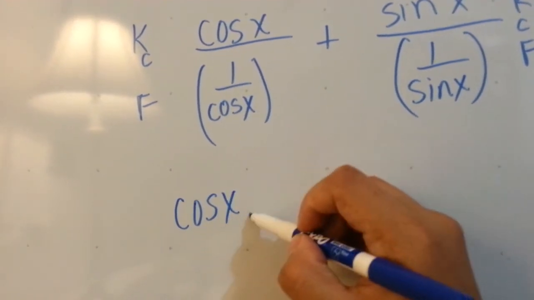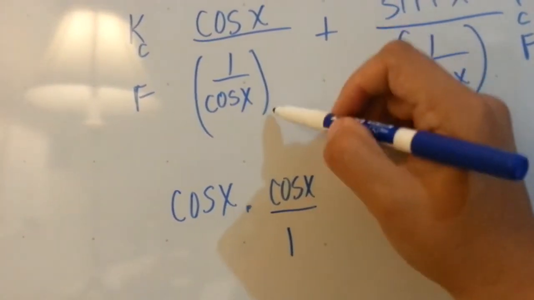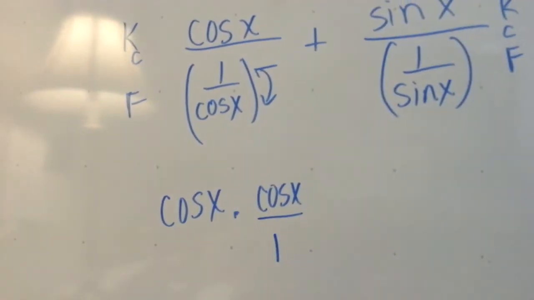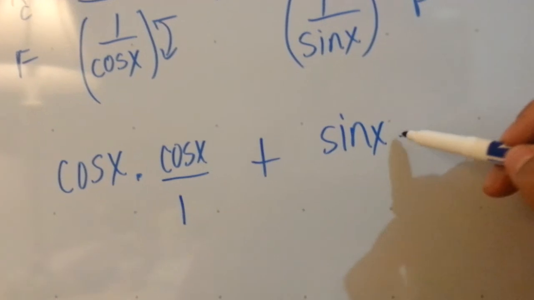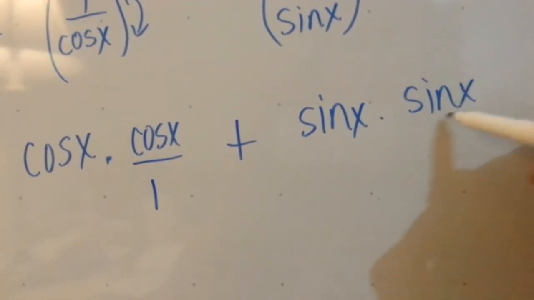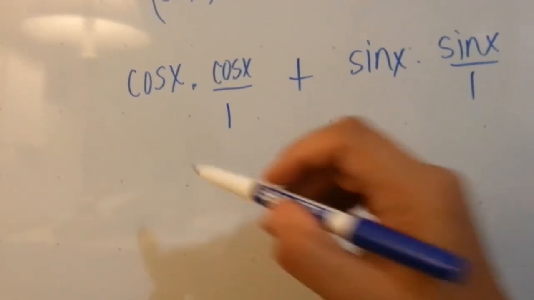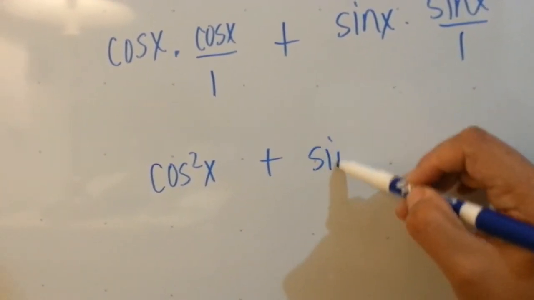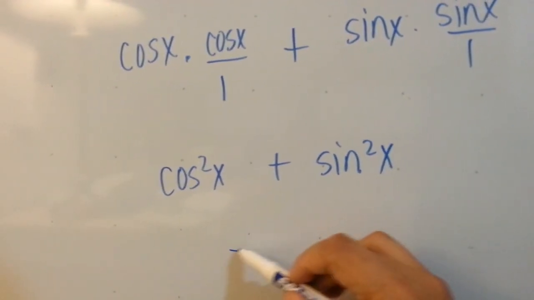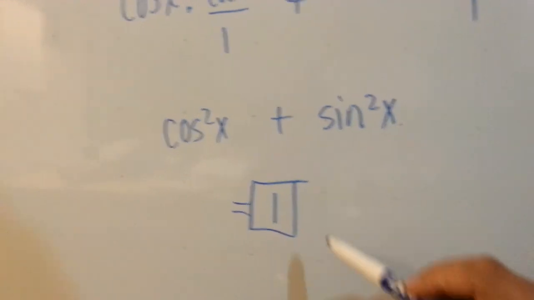So cosine x times cosine x over 1, I'm flipping this, and sine x times sine x over 1. So what do I have? I have cosine squared x plus sine squared x. And if you go to your identities, this is equal to 1. Okay, so that would be the answer.